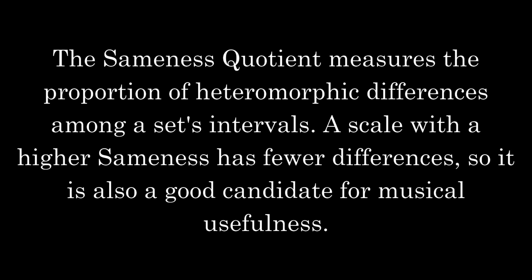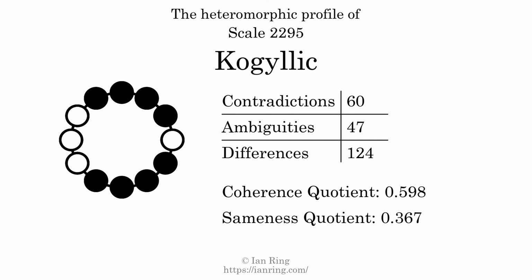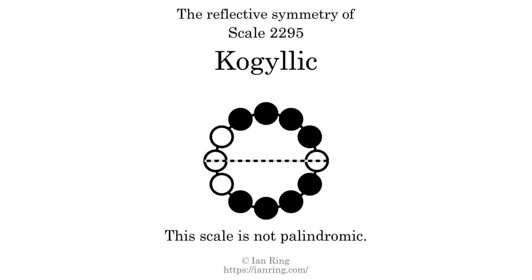The sameness quotient measures the proportion of heteromorphic differences among a set's intervals. A scale with a higher sameness has fewer differences, so it is also a good candidate for musical usefulness. The sameness quotient is 0.367.